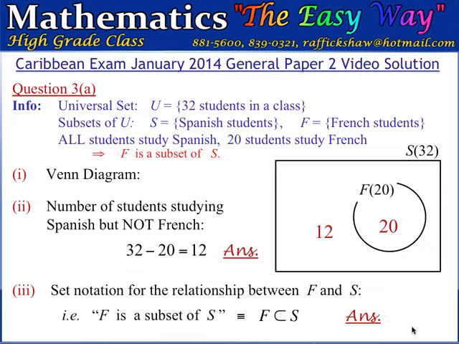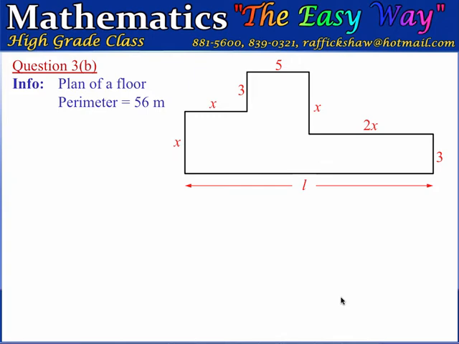Let's move down now to part B of question 3. Part B gives us this diagram representing the plan of a floor. And we are told that all the corners are right angles. So these corners are all right angles. And the dimensions on this diagram are in meters. We're also told that the perimeter of the floor is 56 meters. And the first part of this question wants us to write an expression for L in terms of x.